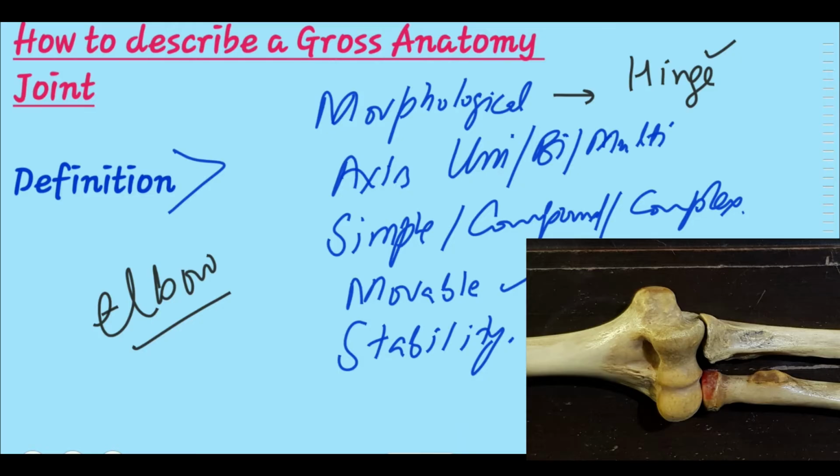On the basis of axis, you will say that it's a uniaxial joint. On the basis of simple, compound and complex, you will say it's a compound joint, made by more than two bones. About movability, you will say that yes, it's movable. It's not highly movable, not less movable, moderately movable. About stability, you will say that it's a stable joint, not highly stable, not less stable, moderately stable.